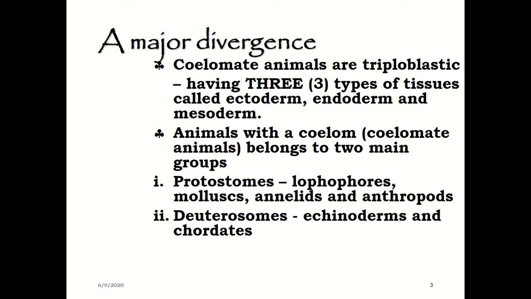So, coelomate animals can be divided into two main groups, which are protostomes and also deuterostomes. Protostomes include the phyla of mollusks, annelids, and arthropods, which have a same feeding organ, the lophophores. The next group is known as deuterostomes, including the phyla Echinodermata and Chordata.